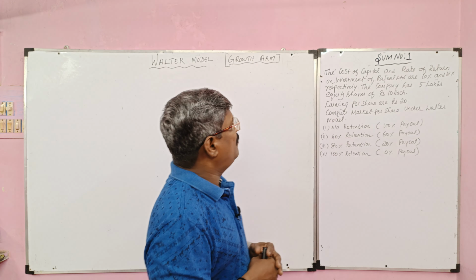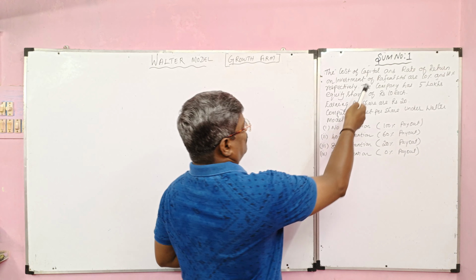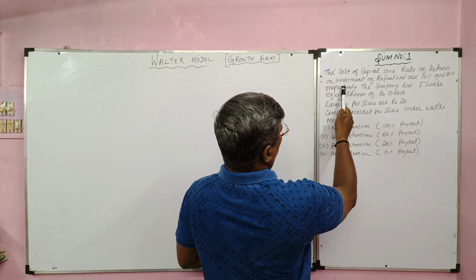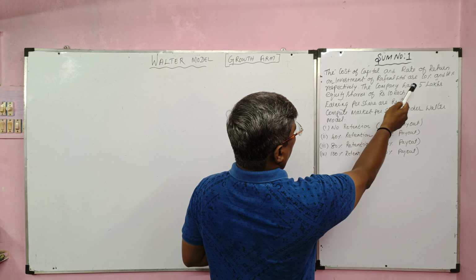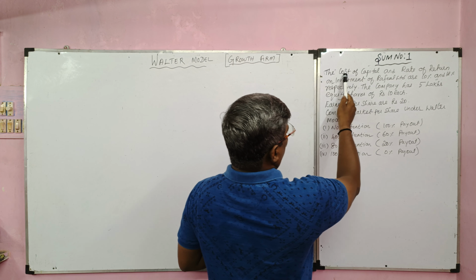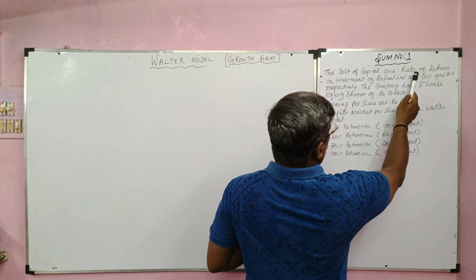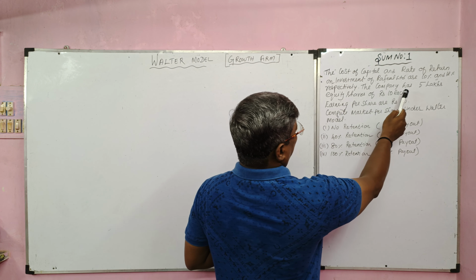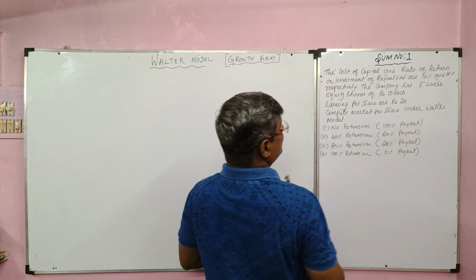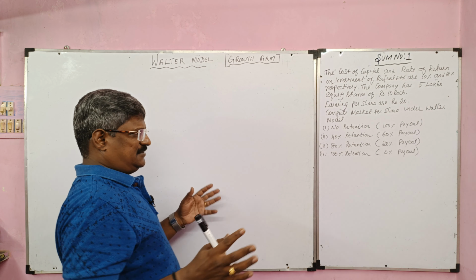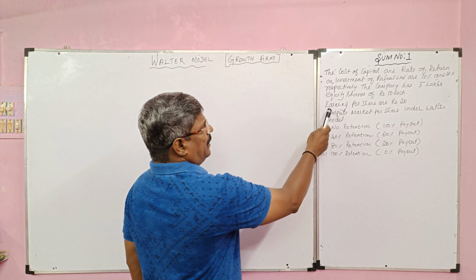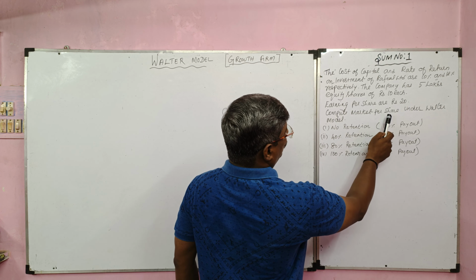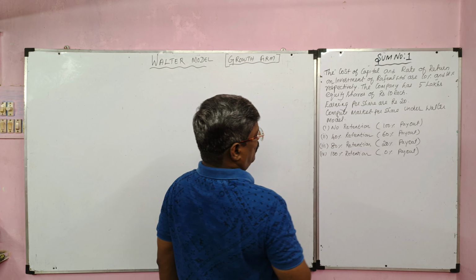Okay, let me see the problem. Sum number 1. The cost of capital and rate of return on investment of Rafael Limited are 10% and 18%. So the cost of capital is 10%, rate of return on investment is 18%. Respectively, the company has 5 lakh equity shares of rupees 10 each. So number of equity shares are 5 lakh. Earning per share are rupees 20. Compute market value of equity share under Walter model.